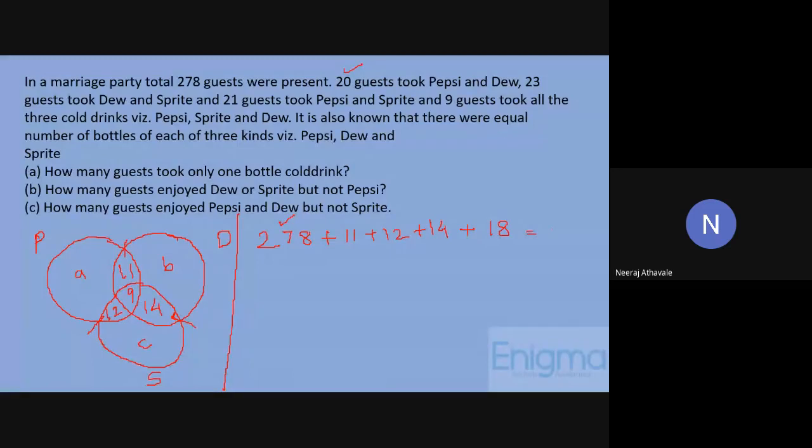Okay. So total bottles come out to be 333. Because we want the total number of bottles. Now if you see what is given here, it is also known that there were equal number of bottles of each kind. Okay, so we don't know the exact number of bottles of each kind. So what we are going to do is we find the total number of bottles and then we divide it by 3.